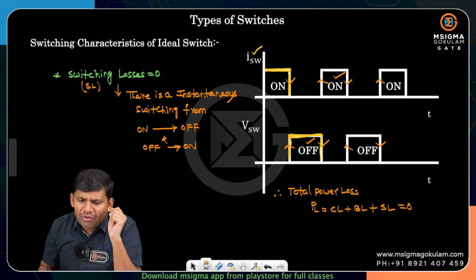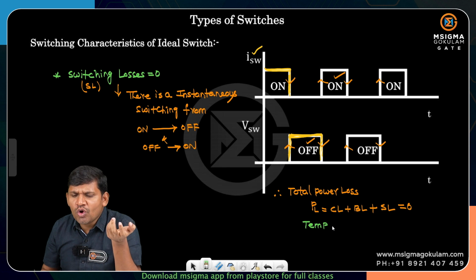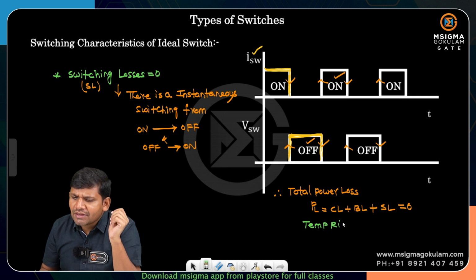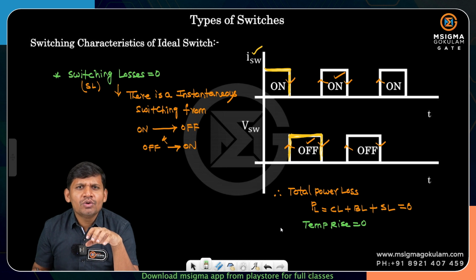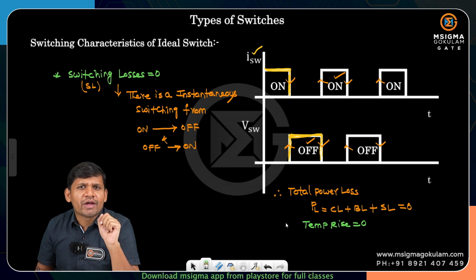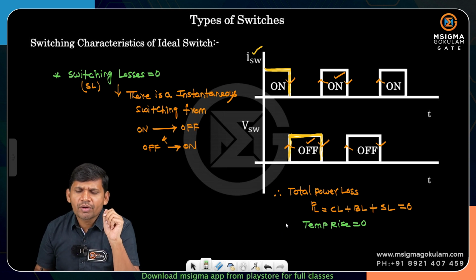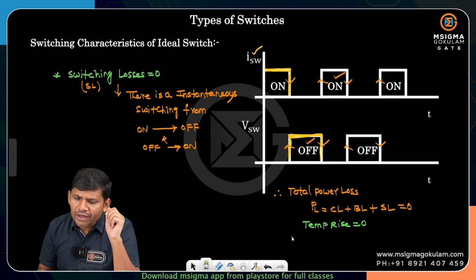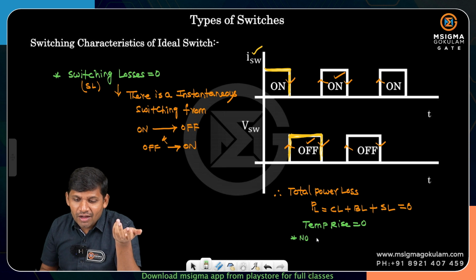If the total power loss is 0, students, what is the temperature rise? Power is dissipated in the form of heat. If there is no power loss, the temperature rise equals 0. If the temperature rise is 0, then what is the cooling requirement? No need of any cooling requirement, like heat sinks or water cooling or air cooling. Those are not required in the case of an ideal switch.